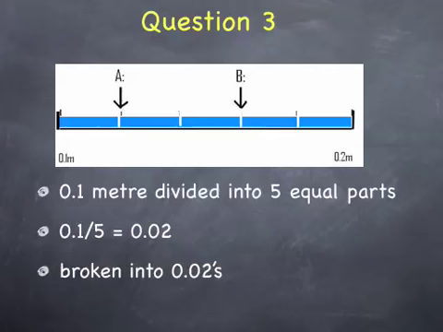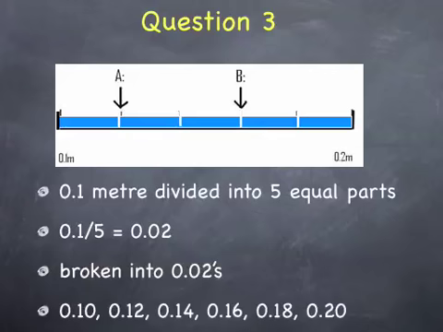Now, because that's got 2 decimal places, 0.02, I think we use 2 decimal places on all the numbers on the scale. So instead of using 0.1 meters at the start, I'm going to use 0.10. So it's got 2 decimals. So 0.10, 0.12, and that's A. 0.14, 0.16, and that's B. Okay? So that's question 3.